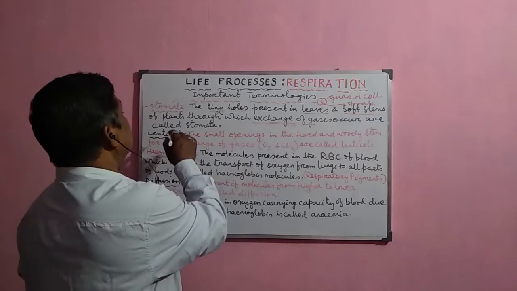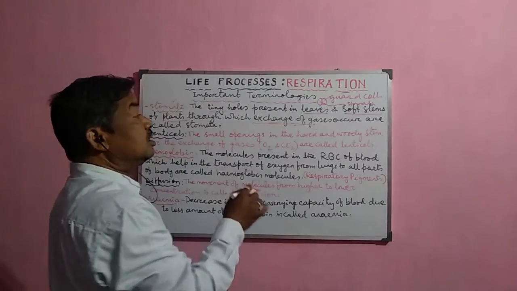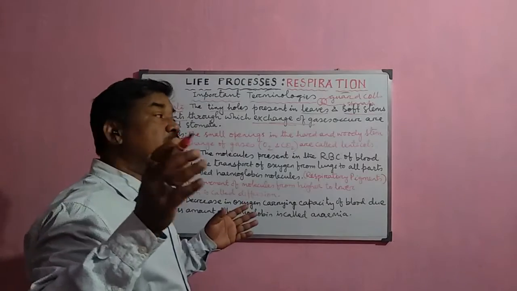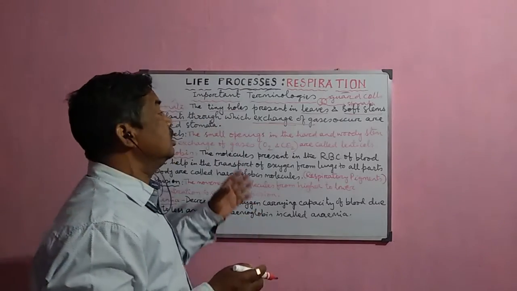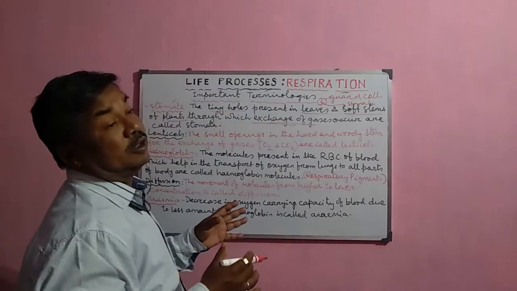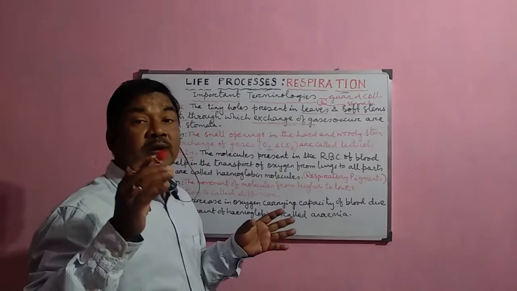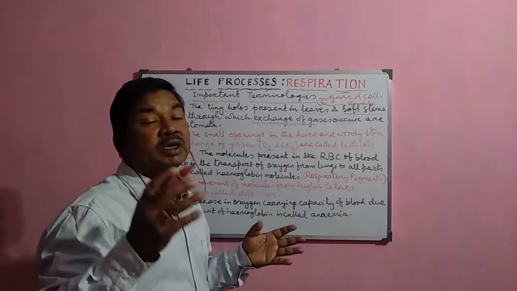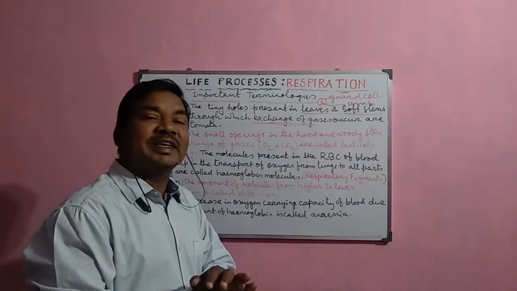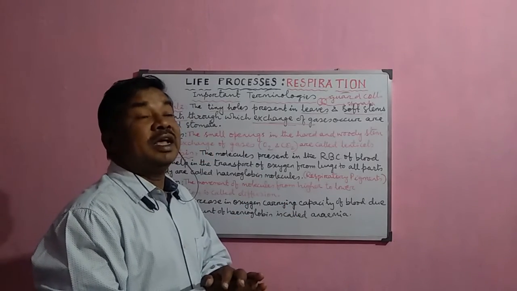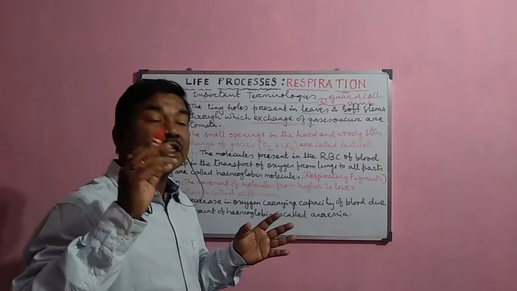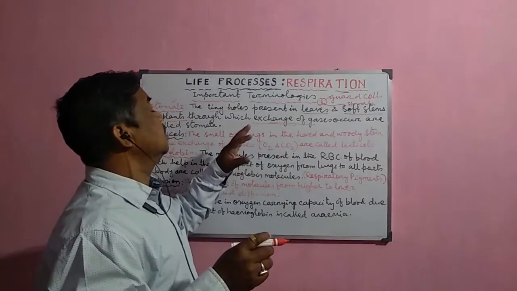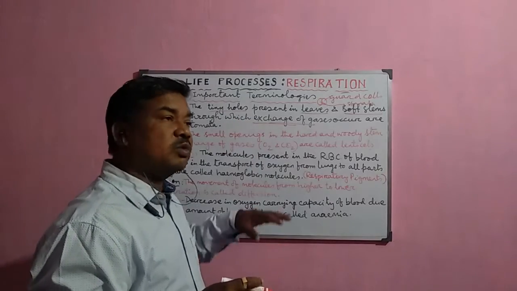Now, in a plant, there are thousands of stomata in each leaf, and there are thousands of leaves in each plant. So that is why we do not directly observe how much oxygen and carbon dioxide are exchanging there. But actually a lot of oxygen and carbon dioxide are continuously exchanging between the leaf and the atmosphere.